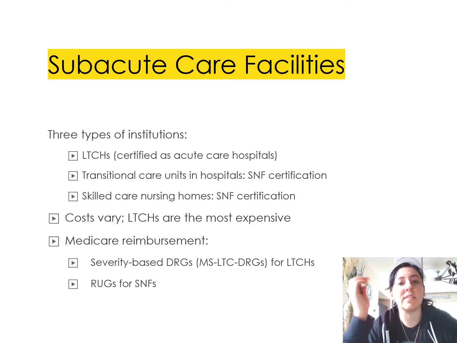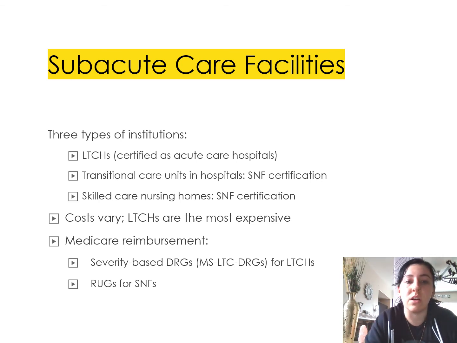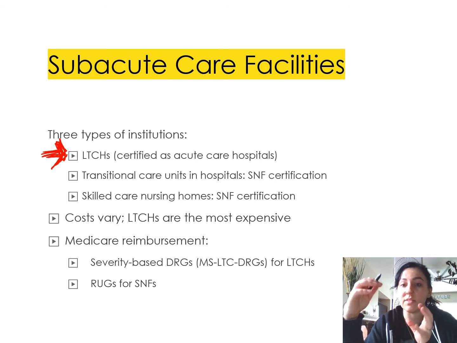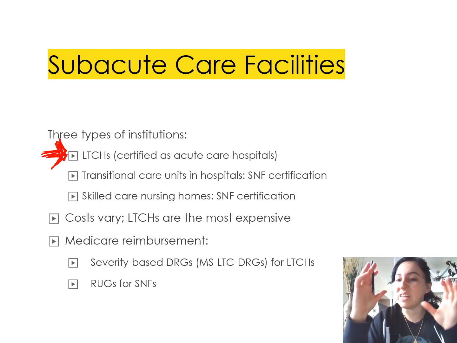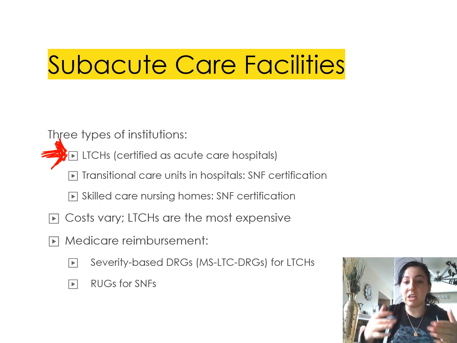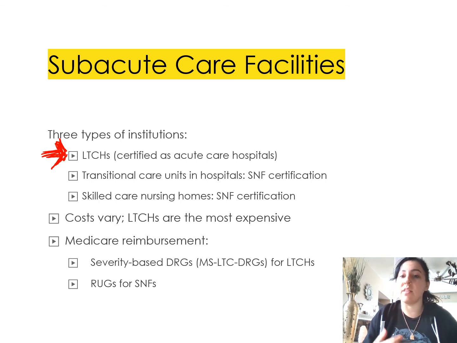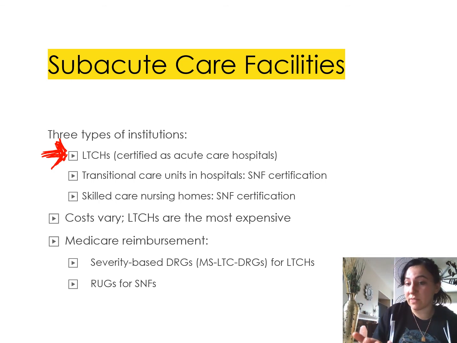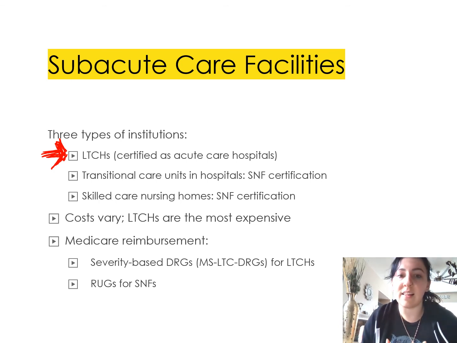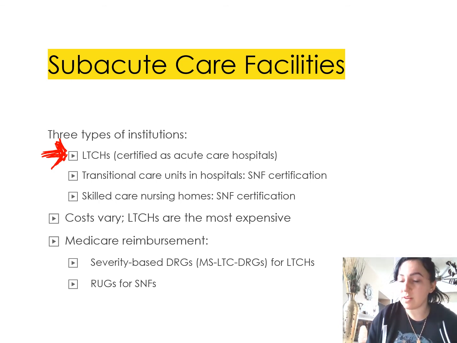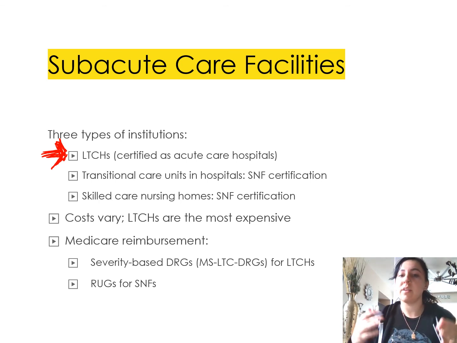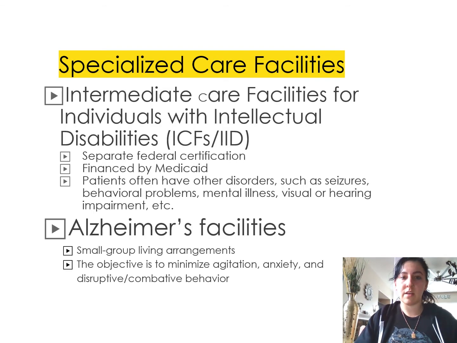There are 3 different types of a subacute care facility. So there are long-term care hospitals, okay, and these are also certified as acute care hospitals. And then we have transitional care units within hospitals. Okay, so some really large hospitals also have skilled nursing facility units within their hospitals. Okay, and then they'll have to have skilled nursing facility certification in order to do that. Okay, and then same thing with skilled nursing care homes. Okay, they also have to have that skilled nursing facility certification.